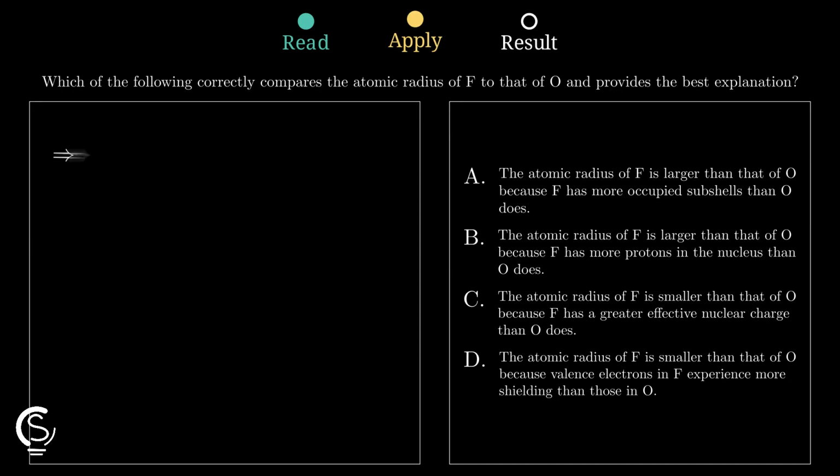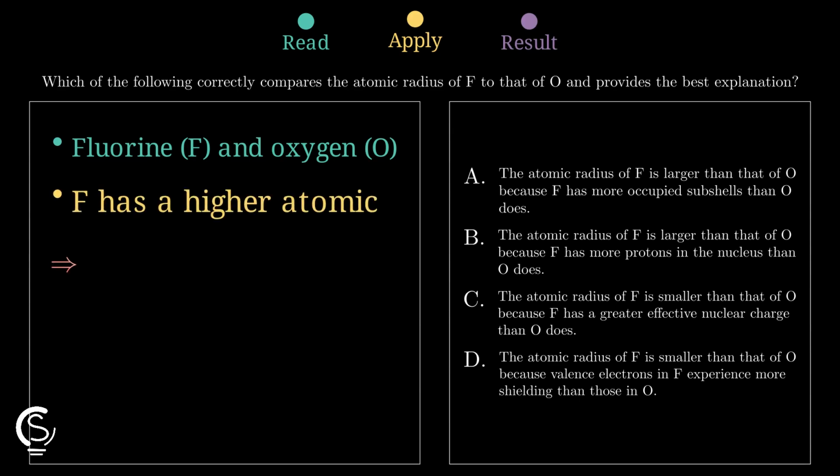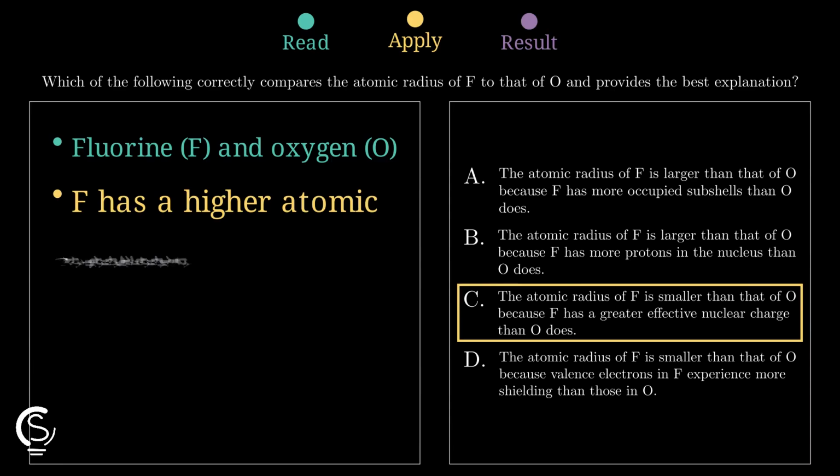Moving from oxygen to fluorine across the period, proton count increases while shielding stays nearly the same. So fluorine pulls its electrons inward more strongly through greater effective nuclear charge. Because the pull is stronger in fluorine, its electron cloud gets held closer to the nucleus, so fluorine has the smaller atomic radius.